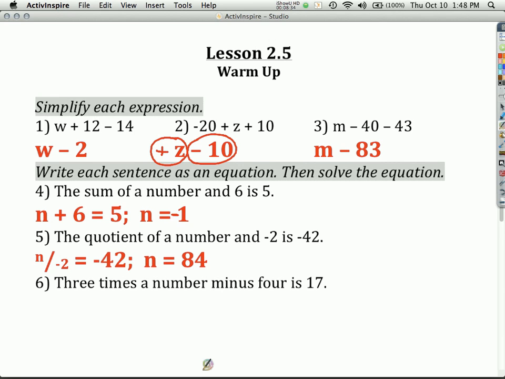Number 6 was an especially difficult one. In fact, I haven't given you any that look like this, so I'll be very curious to see who was able to put it together. We'll start with Rashida, Alex, and then Caesar. 3n minus 4 equals 17. Okay, what was your equation? 3n minus 4 equals 17. Okay, so that was the same thing, I think. Who else? 3n minus 4 equals 17. So, pretty impressive.